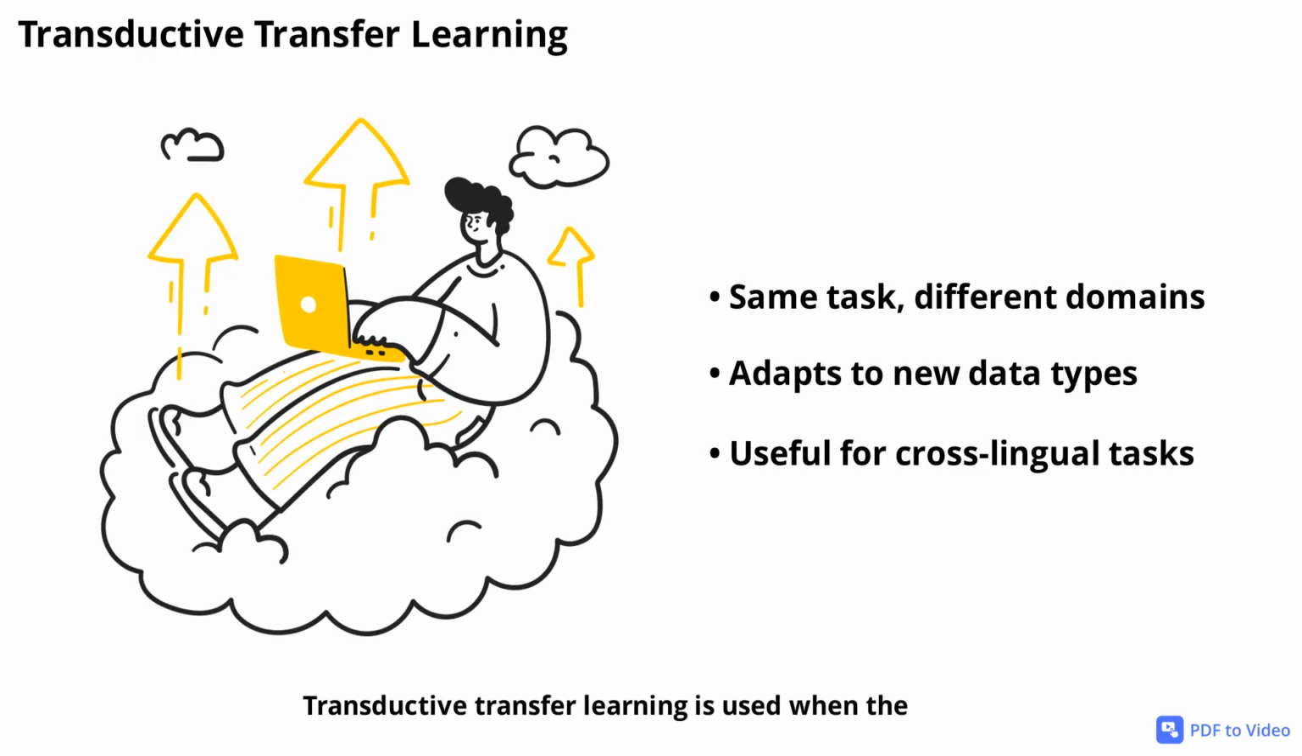Transductive transfer learning is used when the source and target tasks are the same, but the data domains are different. For example, a sentiment analysis model trained on movie reviews in English can be adapted to analyze reviews in Spanish. The underlying task, sentiment analysis, remains the same, but the model must adjust to the new language domain.